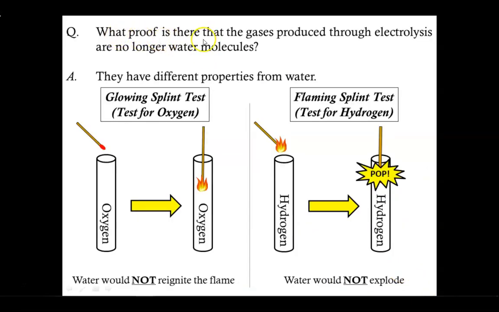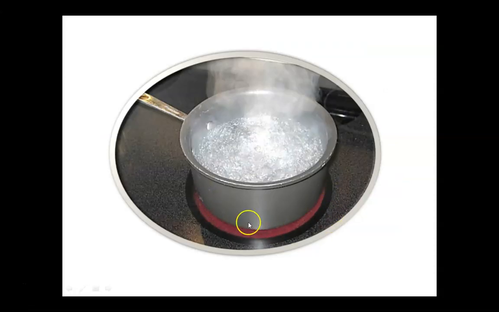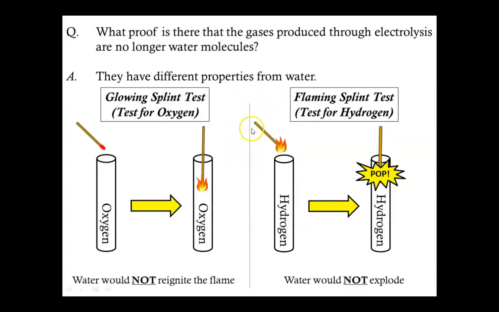Now, what proof is there that the gases produced during electrolysis are no longer water molecules? Because when I add electrical energy to water, I make gas, but when I add heat or thermal energy to water, I also make a gas. How do I know that this gas is still H2O, while these gases are no longer H2O? Well, we can test out their properties.